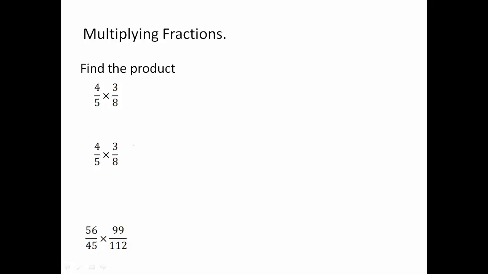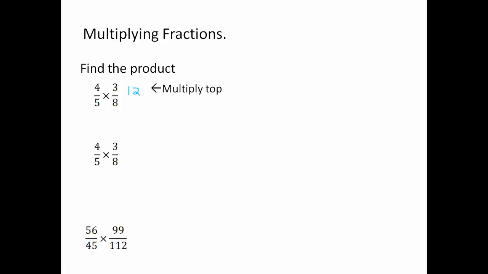The directions will usually say find the product. We all know that's just math speak for multiply. Let's go ahead and multiply 4/5 times 3/8. Our process is very straightforward. First step is to multiply the two top numbers. So 4 times 3 is going to give me 12.